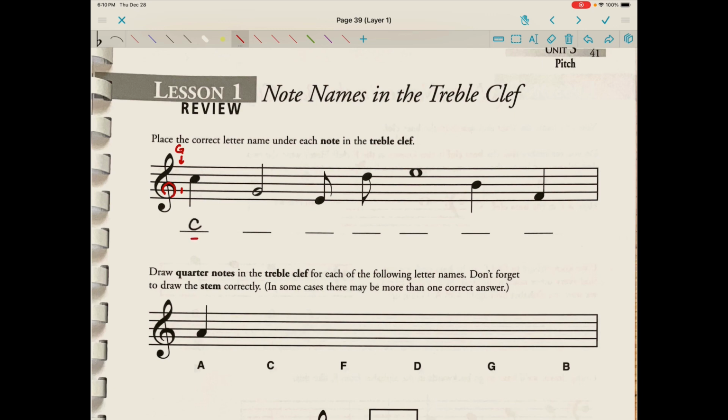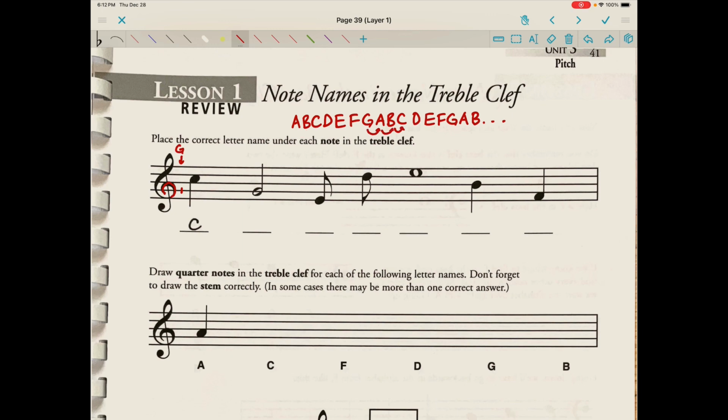So even though they've done it for us already and written a C, let's just make sure we understand how they derive that letter name. So if this is a G on line 2, space 2 would be A, B, and then C. Recall our musical alphabet, and that when we move up from a line note to the next adjacent space note, or from a space note to the next adjacent line note, we are moving by stepwise motion, so we are moving to the very next letter name.